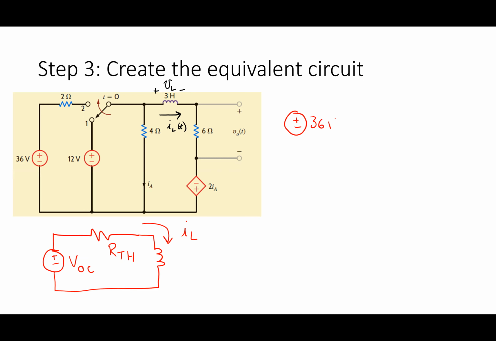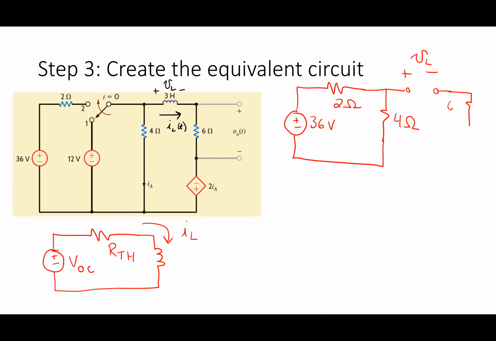there's my 36 volts, my 2 ohms, my 4 ohms. Then I basically say I'm removing the inductor. Six ohms, and then this goofy guy, this 2 IA, where IA is like this. Okay. So I want to find the Thevenin equivalent looking into these terminals right here.